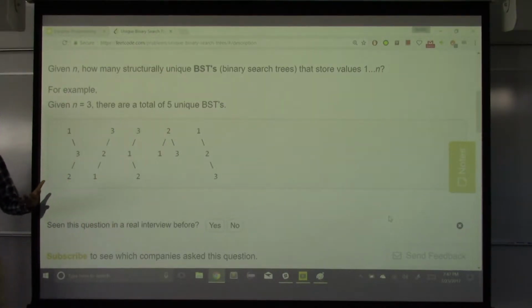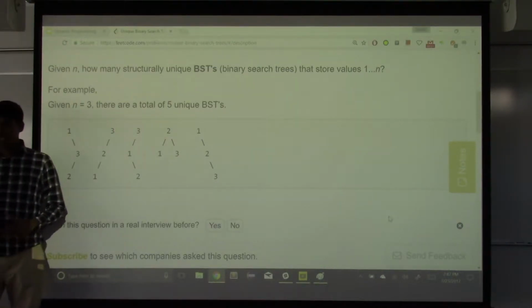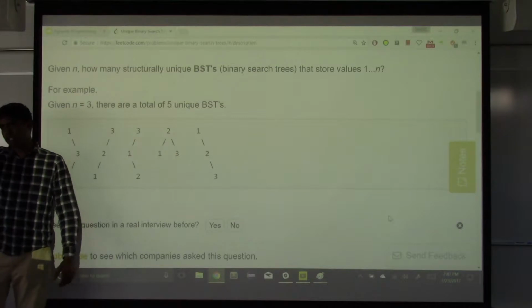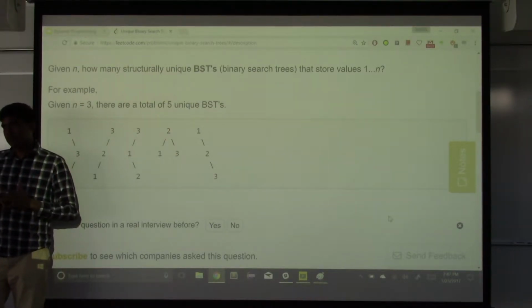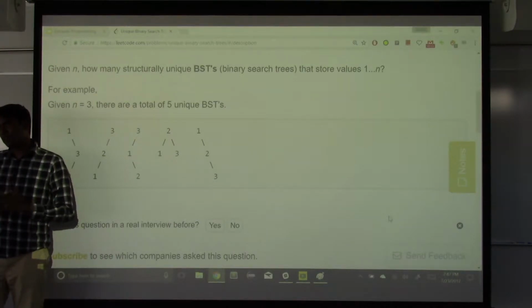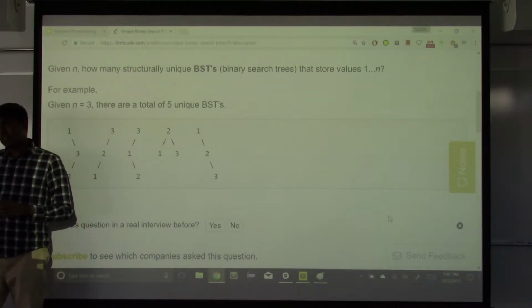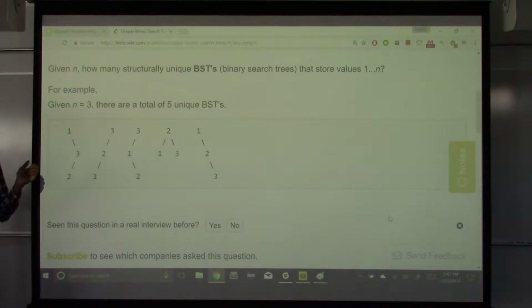If you know a problem is DP, the first thing, what should you ask yourself? How do you break it? Recursion. Basically that. So how do I build this from a smaller version of the problem? Since it's a BST, my question is, are the keys which are given to me sorted? You're just given n.